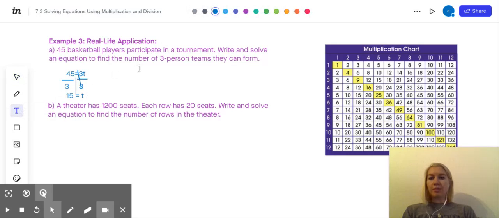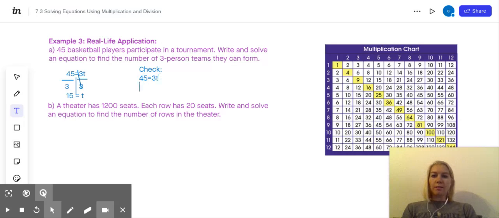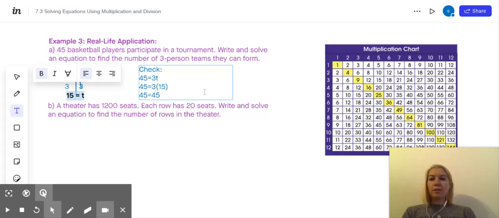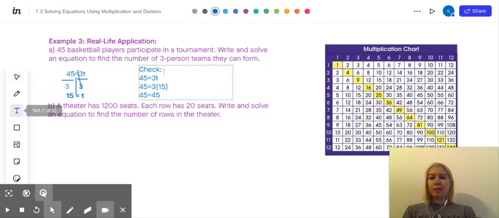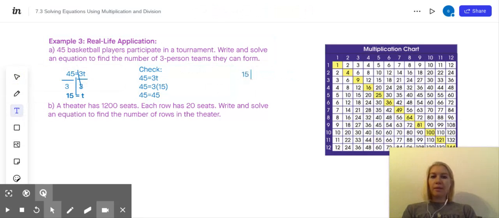Now we can check to make sure we're correct. Let's use our original equation, 45 equals 3t. Let's substitute 15 for t, because that's what we came up with. 45 equals, and I know 3 times 15 is 45, so we were correct. So this t equals 15 really means that there's how many teams? 15 teams. That's what I was really looking for.